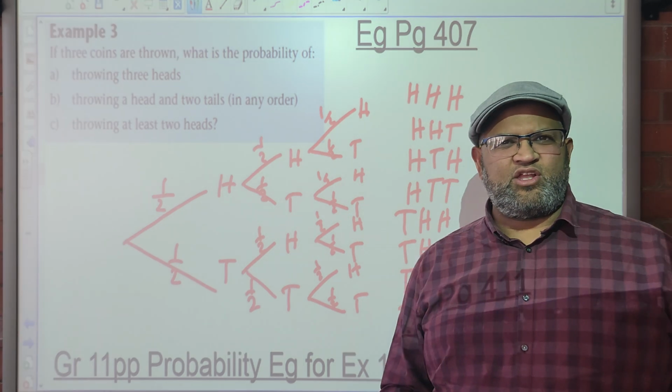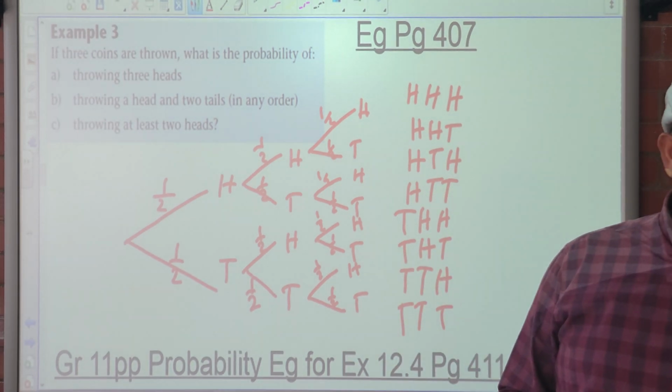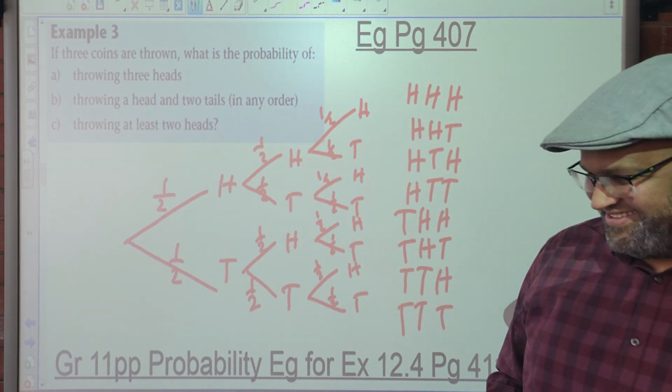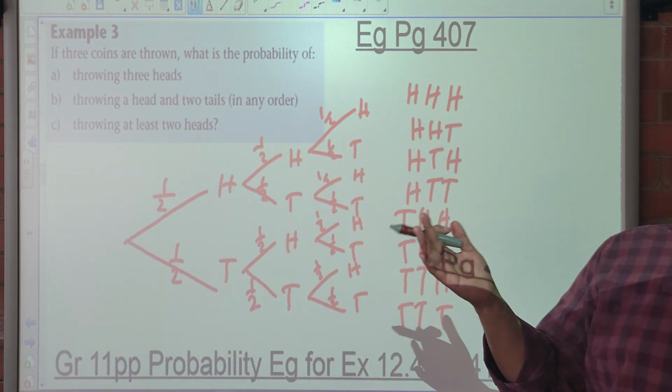She's saying there's a lot of tails. Is she right? No. A lot of everything. This is supposed to be the same number of each.